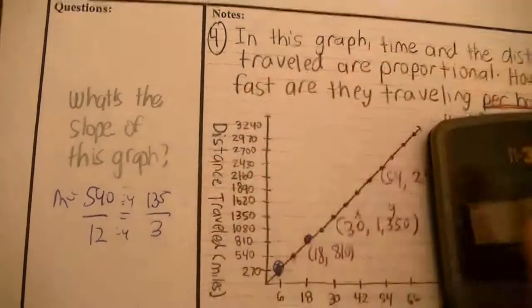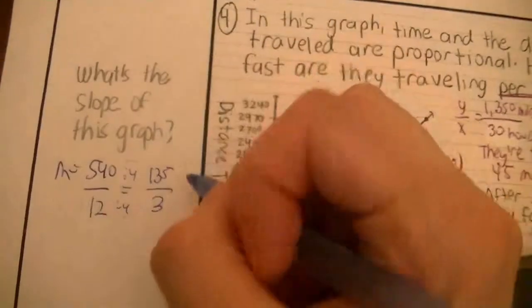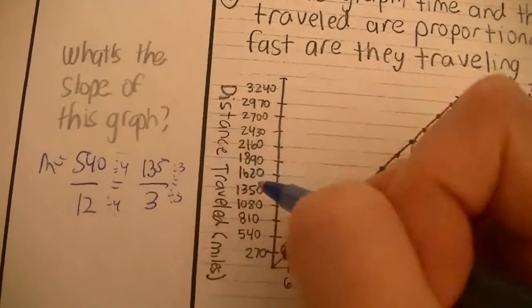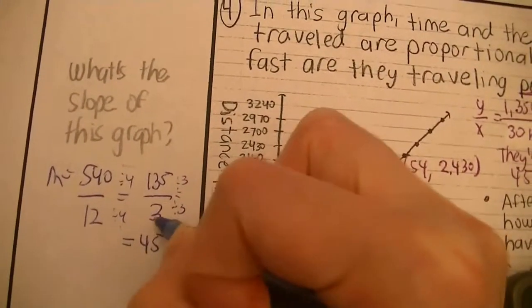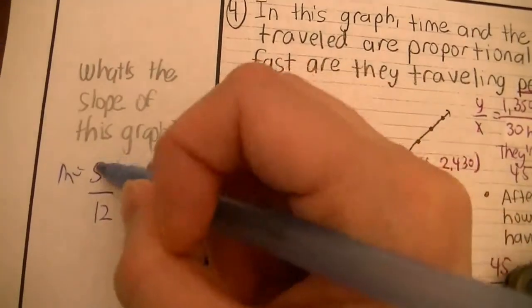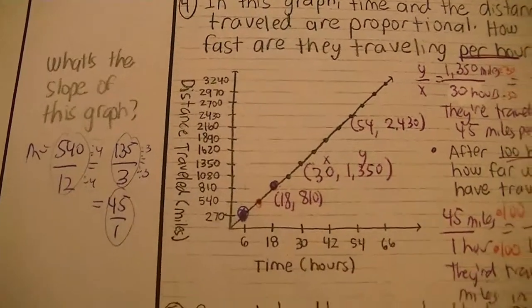Can I go further? Yeah, I can divide both by 3. 135 divided by 3 is equal to 45. 3 divided by 3 is 1. Okay, so right there, this is a slope, this is a slope, or this is a slope. It all works. They all simplify down to 45 over 1. Okay?